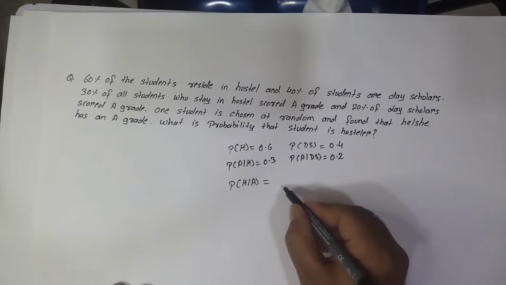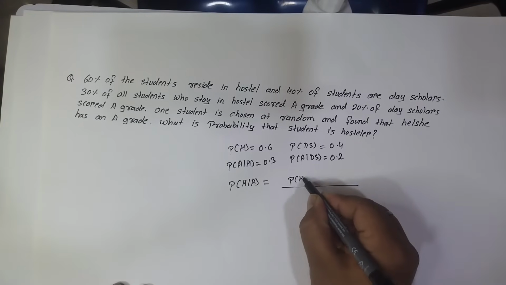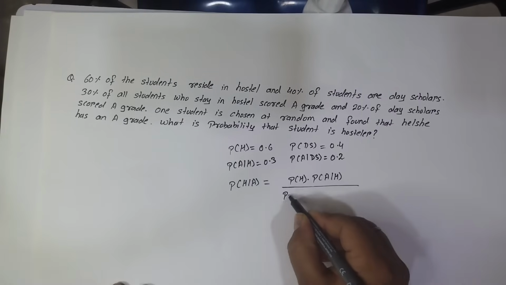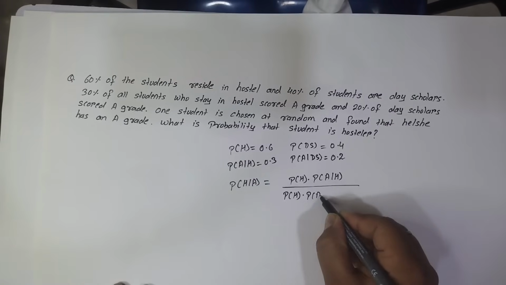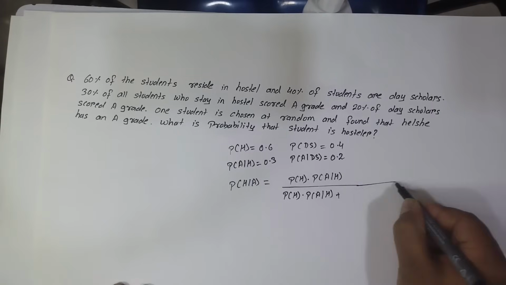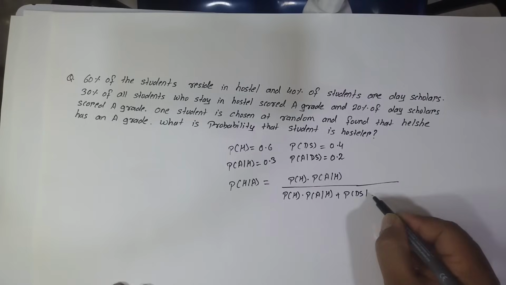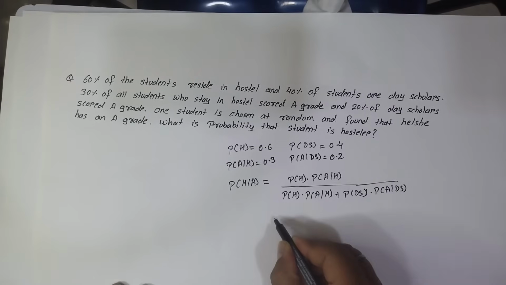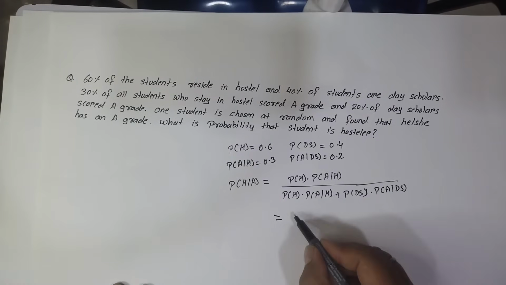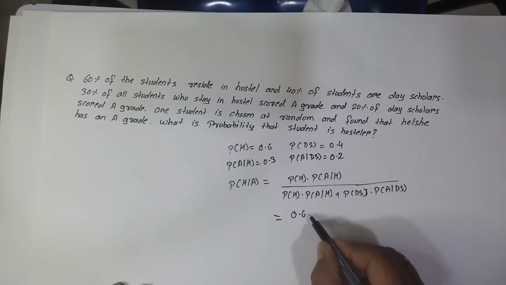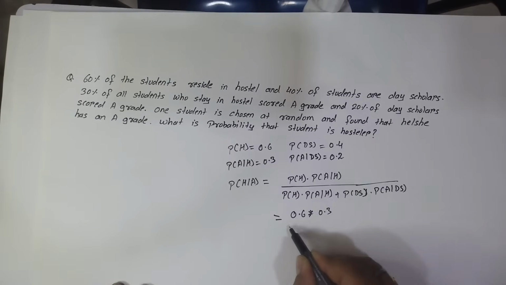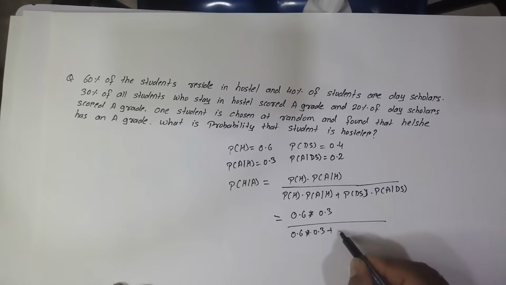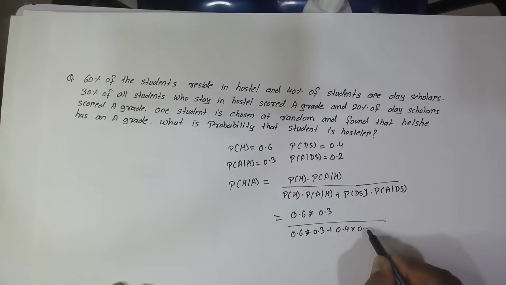using Bayes theorem will be probability of hostler multiplied by probability of A grade given a hostler, divided by probability of hostler multiplied by probability of A grade given hostler plus probability of day scholar into probability of A grade given a day scholar. So it will be 0.6 into 0.3 divided by 0.6 into 0.3 plus 0.4 into 0.2.